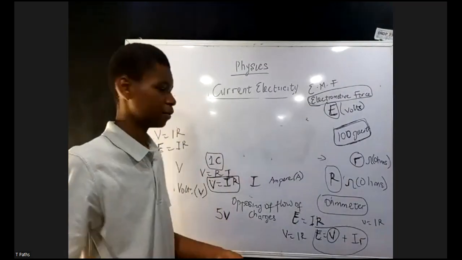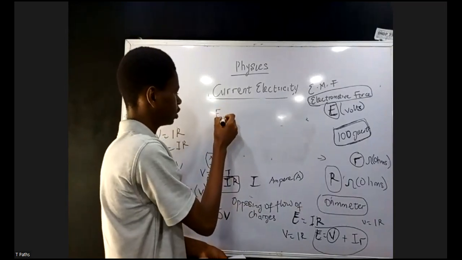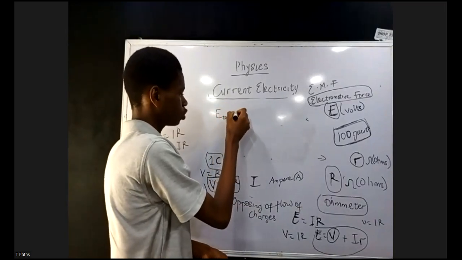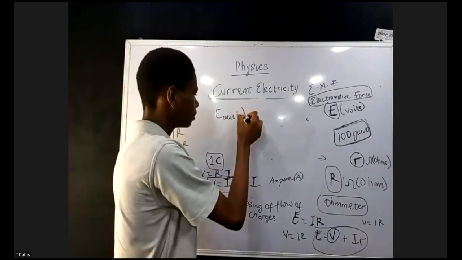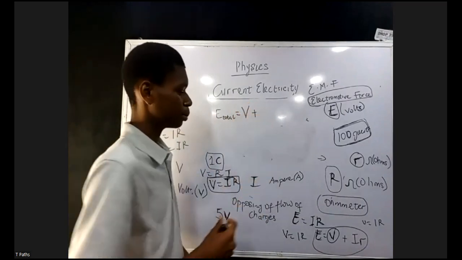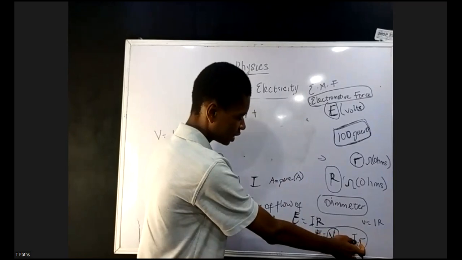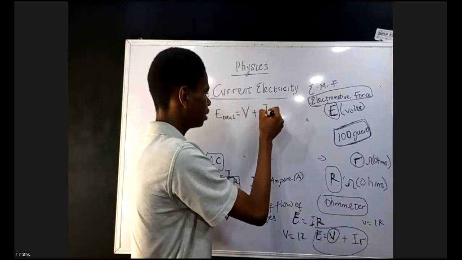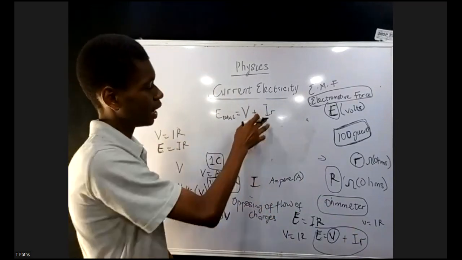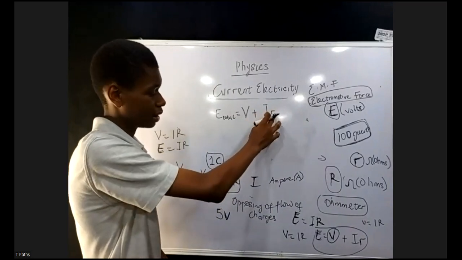Okay, the total EMF of the cell, which is E total, is equal to the potential difference of the external circuit, which is capital V, plus the potential difference of the internal circuit, which is I times r, right? And I is my electric current, and this is my internal resistance.